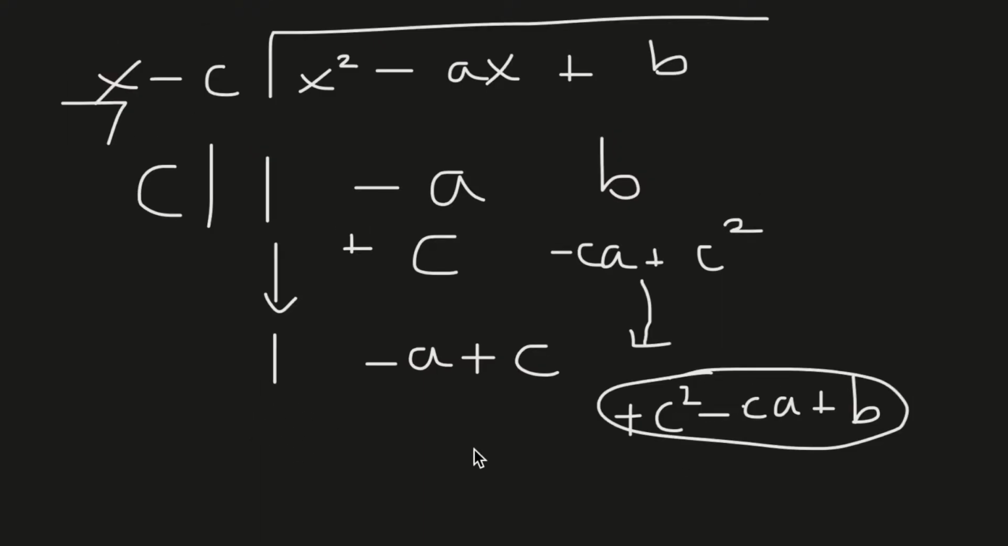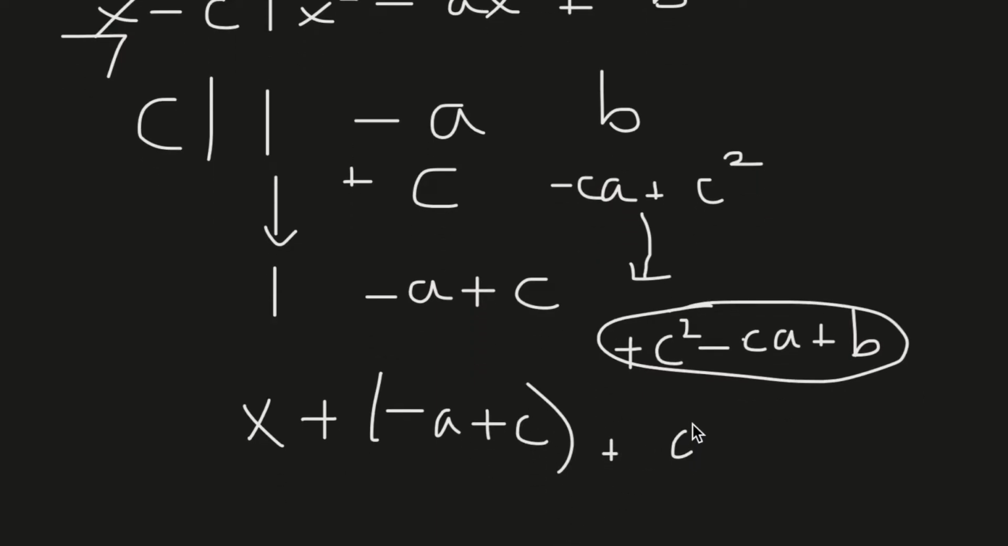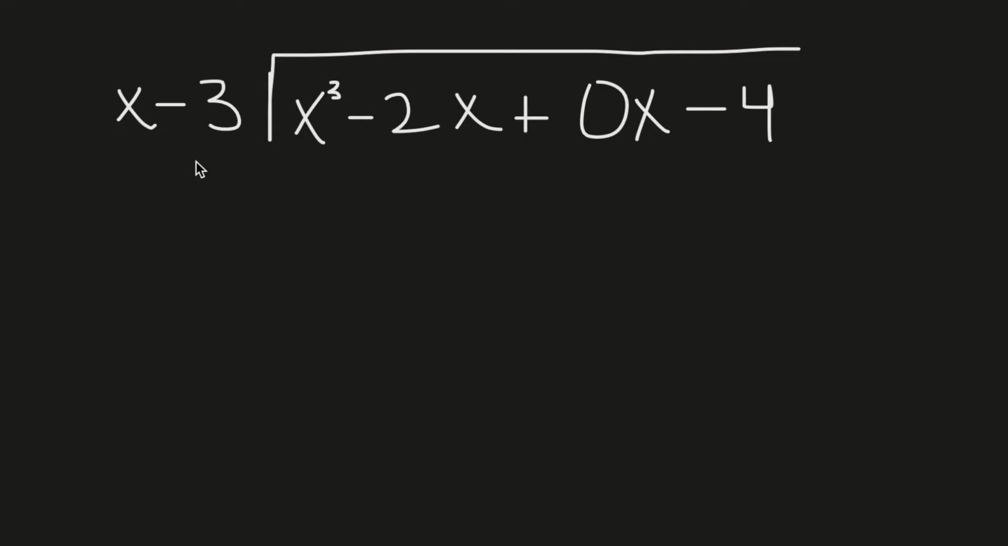The answer to the example that we just did in the song can be written as follows. So since the first term in the polynomial is x squared and we have 1, this would be x, because we always have one exponent less. So this is x, and since the power of this is 1, the power of this next item will then be 0. So the next one would just be minus a plus c. And then when we write the remainder, we'll just say plus c squared minus ca plus b, and then you put it over x minus c. This is our answer.